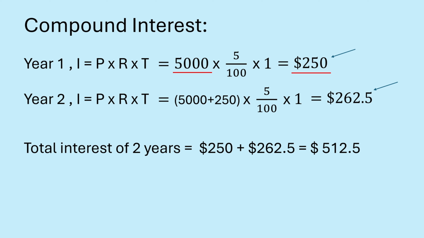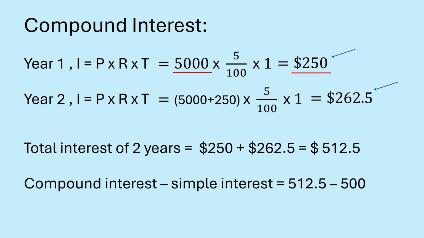Now we will compare with the simple interest. Simple interest was $500 as we have calculated before. So compound interest minus simple interest is equal to 512.5 minus 500, which is equal to $12.5. So the value of compound interest is always more than simple interest.